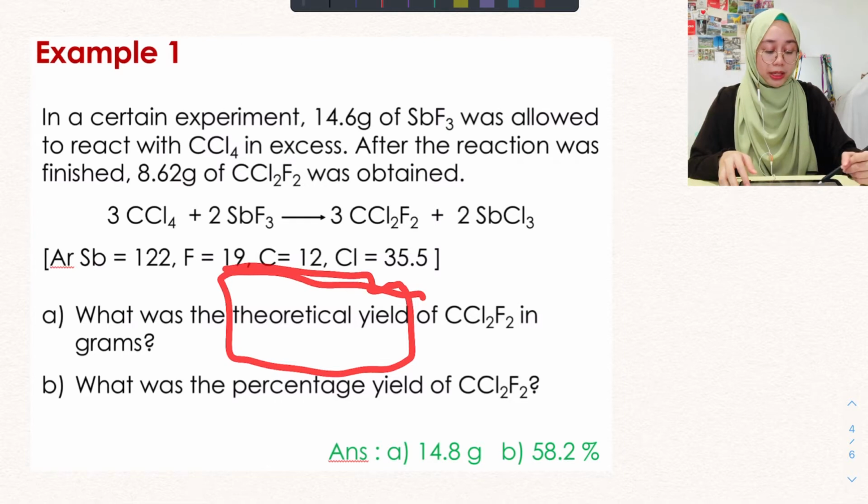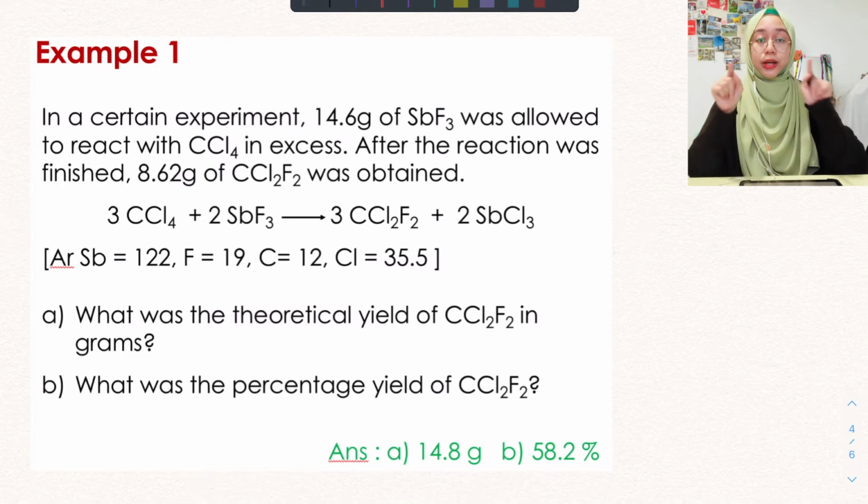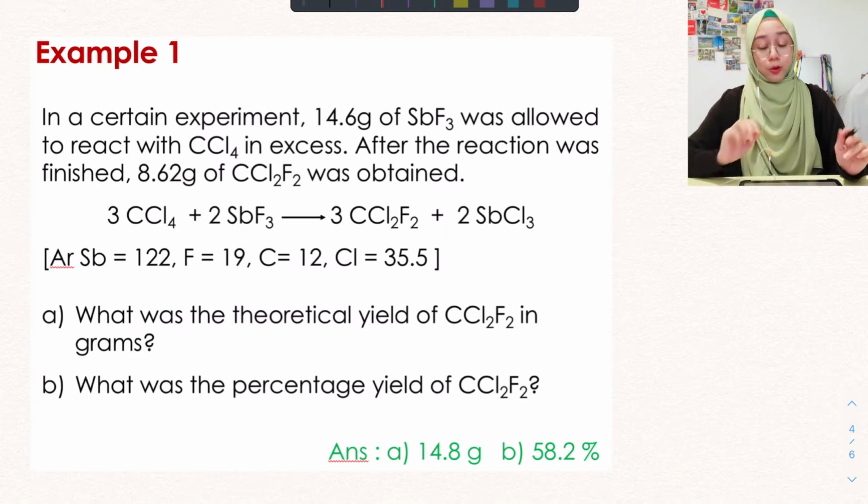Since they ask in grams, it means they are asking for mass. As you should know by now, the theoretical yield is the one that we obtain from the stoichiometry relationship, meaning you do the mole-mole calculation, where 1 mole of something reacts with or produces something. So now we extract the information first.